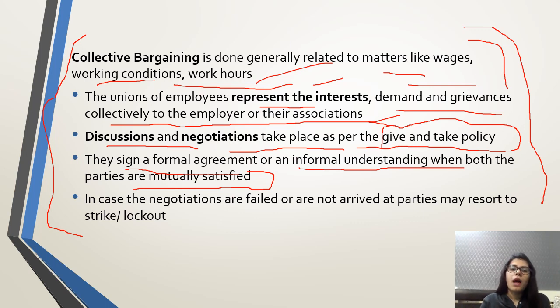Then if negotiations fail, in case the negotiations are failed or are not arrived at, if we do not arrive at a particular solution to which both the parties agree, then that means the negotiation or the collective bargaining process has failed, okay? So post that workers may resort to a strike, or the employers may lock out the company or the organization, alright? If the decision is not in the workers' benefit, then they may strike, and if it is not in the employers' benefit, then they may lock out, alright?